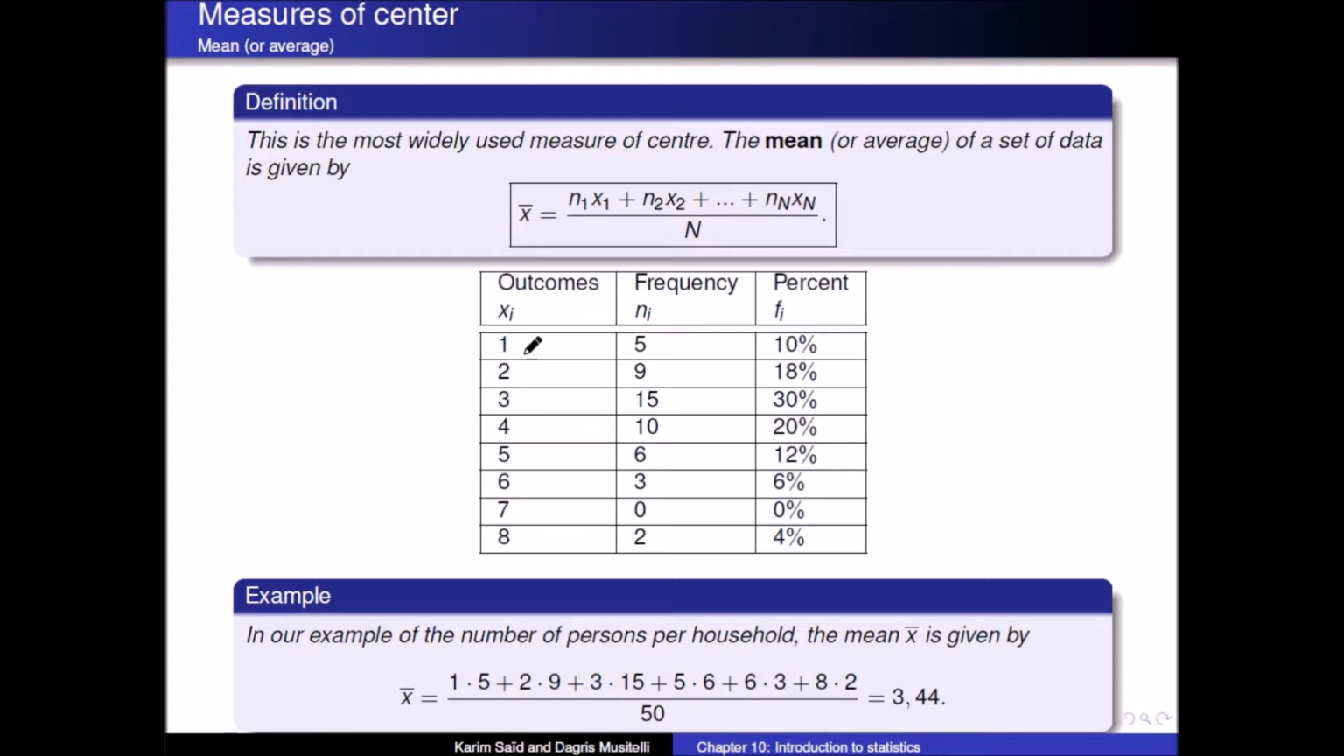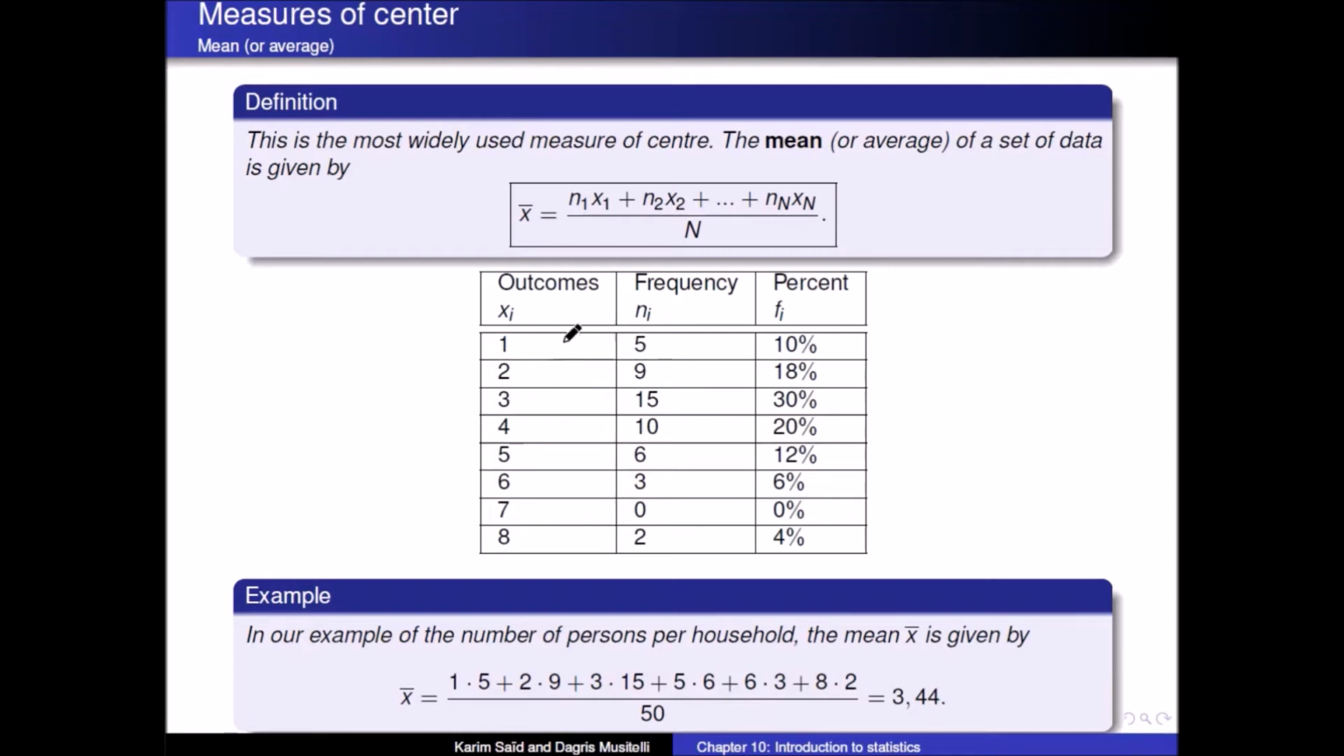For example, if you have different values 1, 2, 3, 4, 5, 6, 7, and 8, but each of them appears a different number of times. For example, the value 1 appears 5 times. You have 9 times the value 2, 15 times the value 3. So to compute the mean or the average, you should do 1 plus 1 plus 1 plus 1 plus 1, so 5 times, plus 2 plus 2 plus 2 plus 2 plus 2 plus 2 plus 2 plus 2 plus 2, but it's quite long.